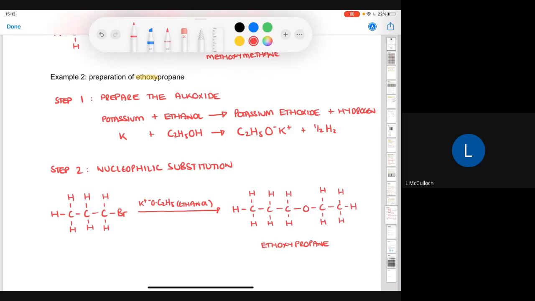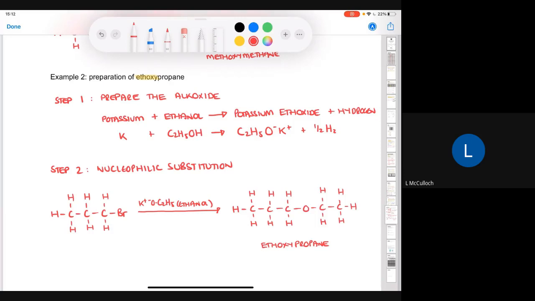Now, in terms of ethers, there are no reactions that ethers undergo that we need to know about. We use them as solvents and we prepare them with nucleophilic substitution reactions. So that, and of course naming them, that's what you need to know about ethers.